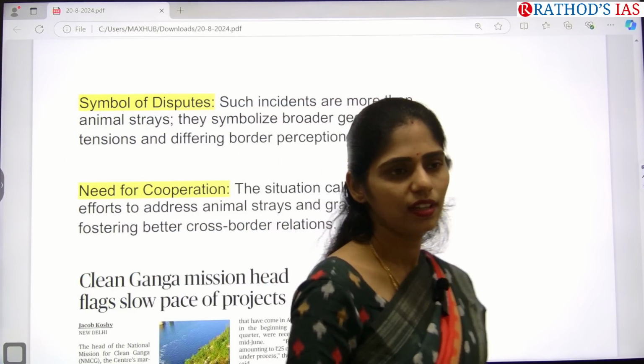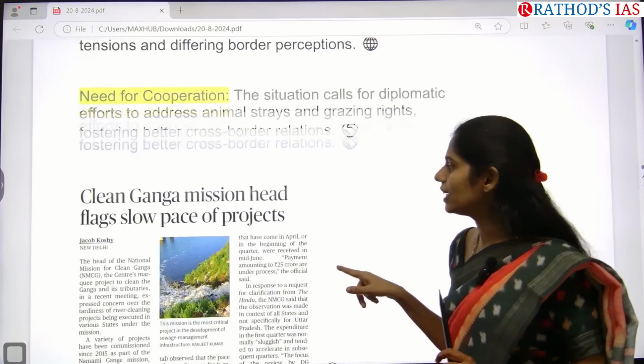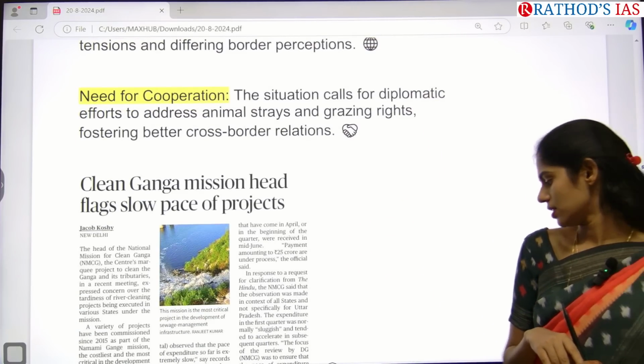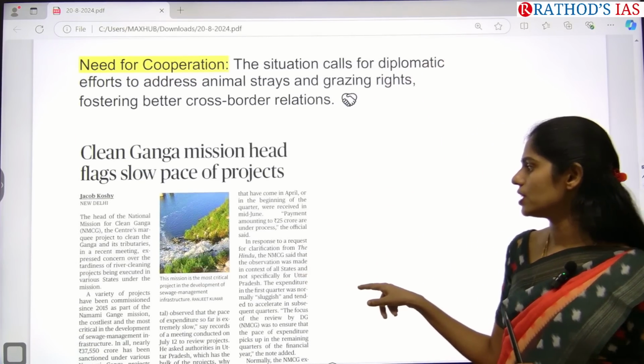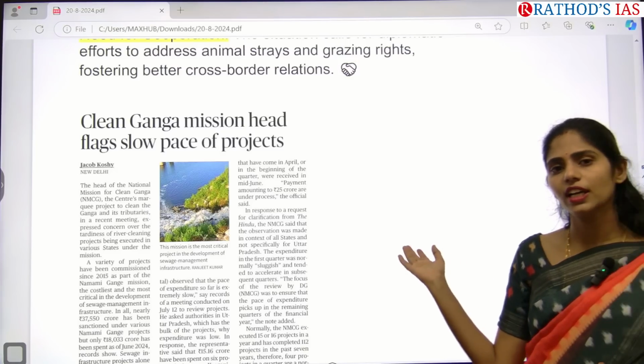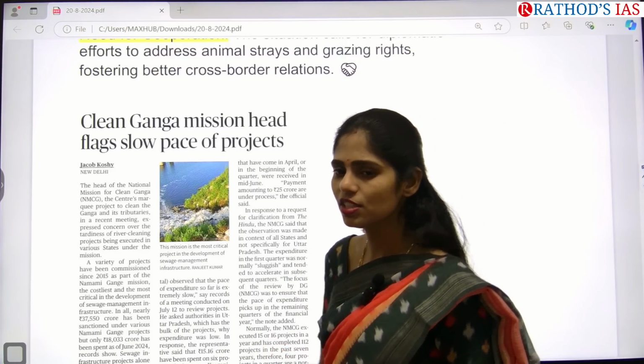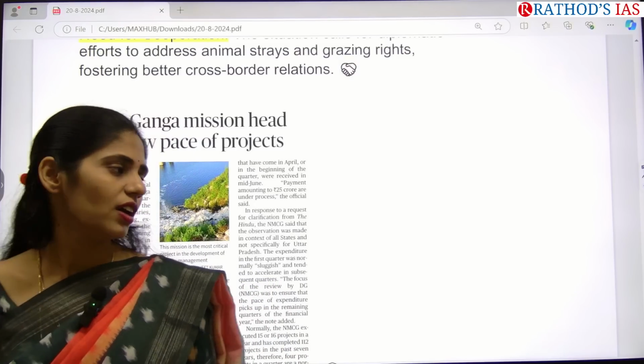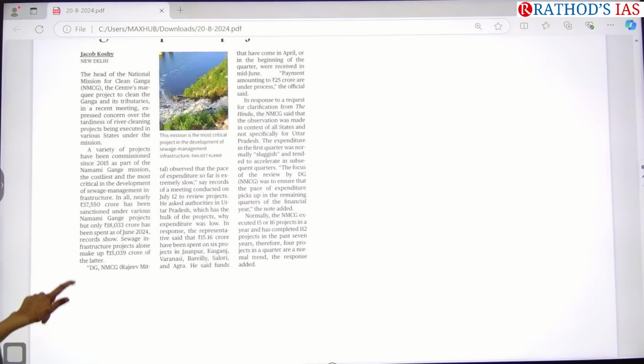Clear? Okay, see this article: Clean Ganga Mission flags slow pace of projects. Here it is about the Clean Ganga Mission. We have discussed this a number of times, so just revise this topic.